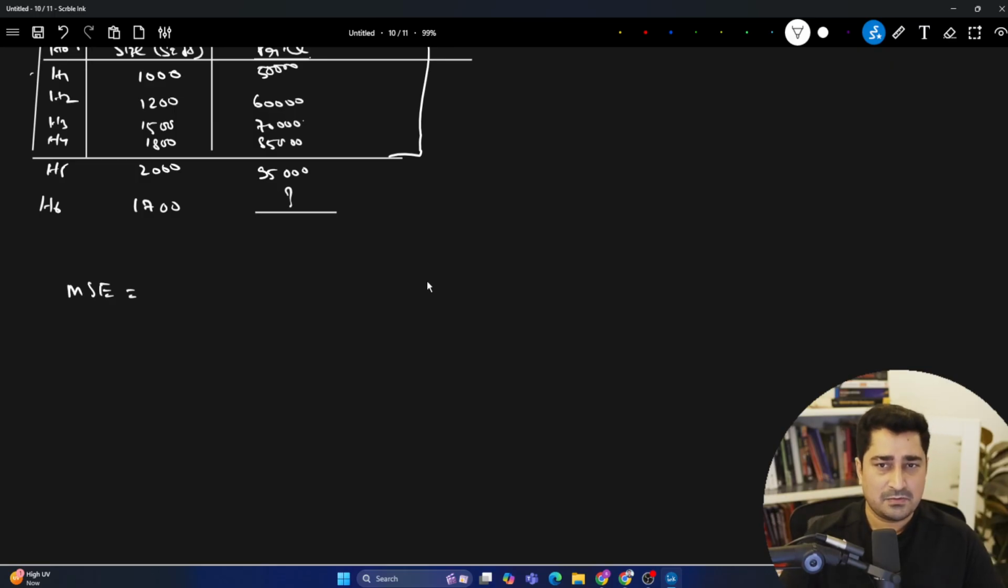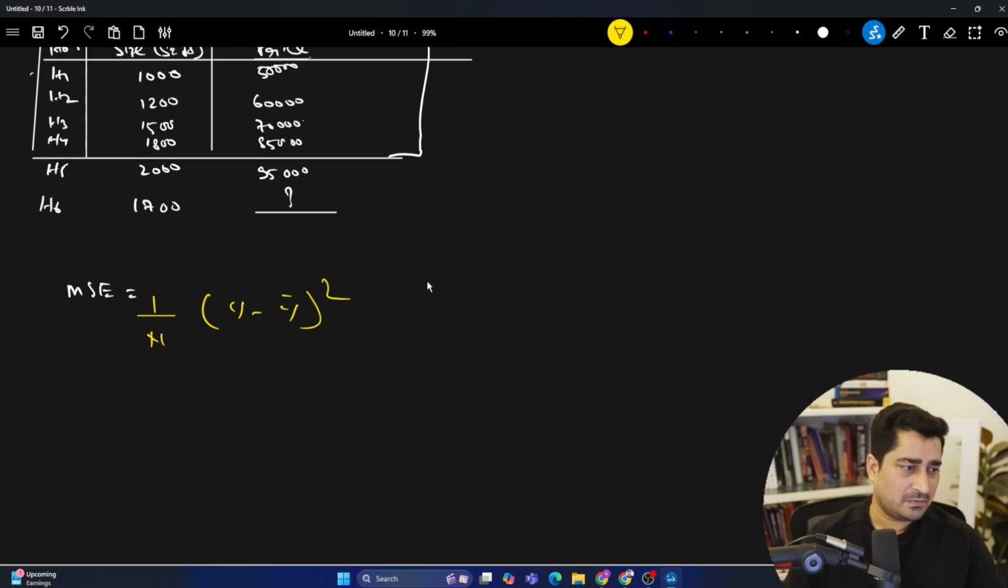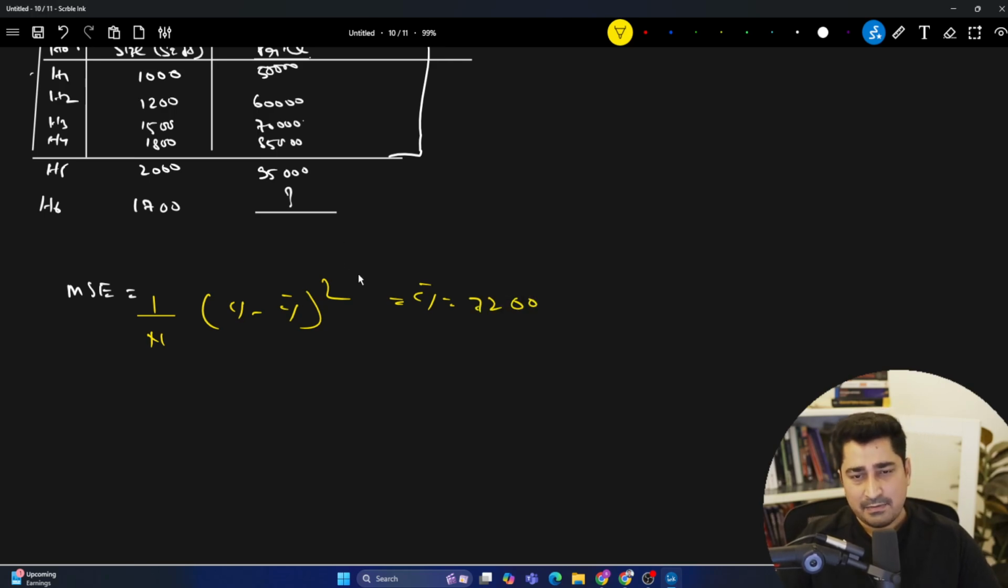Now what is this mean squared error, by the way? Mean squared error is nothing but 1 by total number of data, y minus y bar whole square, where y bar is nothing but the average. So what is my y bar? If you calculate it, 50,000, 60,000, 70,000, 85,000, 95,000, the average is going to be 72,000. I have already done the math, so I know the value is 72,000. You can even do the math: this plus this plus this plus this plus this divided by 5. It is going to be 72,000.